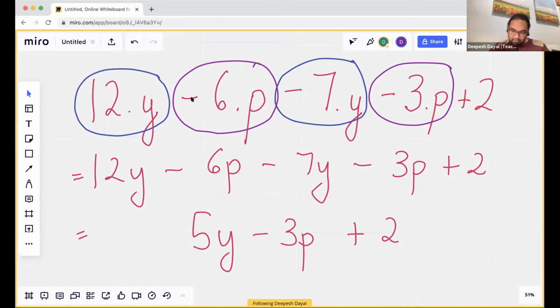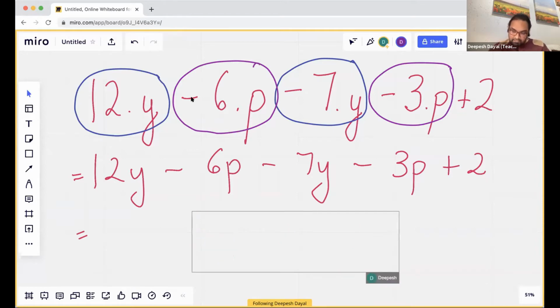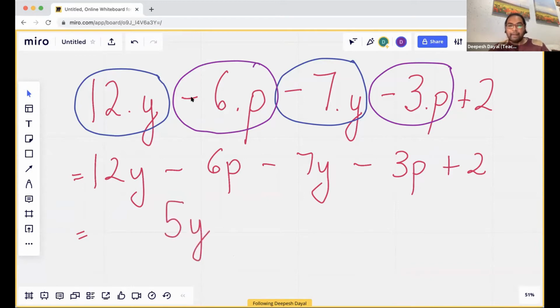Okay, there's something not right with this answer, which I'm going to show you now. I'm going to erase this and we're going to check. Remember 12y minus 7y. What is 12 minus 7? It's 5, so it's 5y. Then we have minus 6 minus 3. What is minus 6 minus 3? Minus 9. Can you see where that mistake was? So minus 6 minus 3 is minus 9.